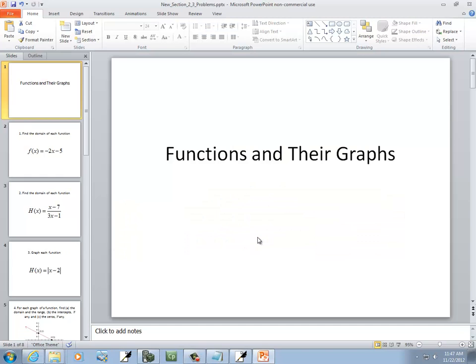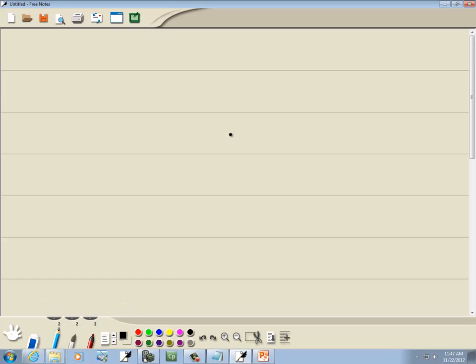Let's take a look at functions and their graphs. Now we've looked at how to find it graphically, so let's take a look at algebraically.